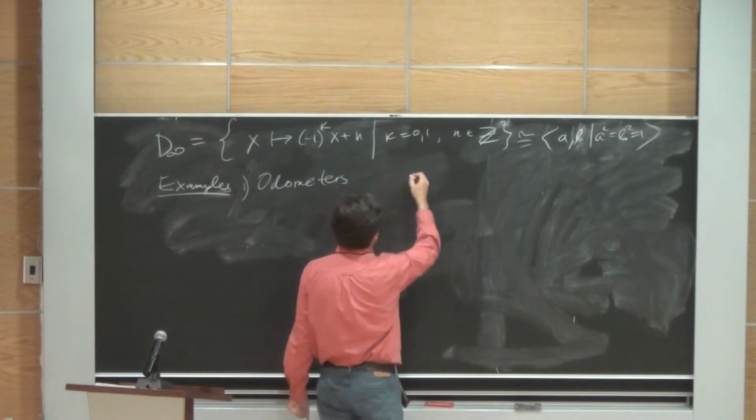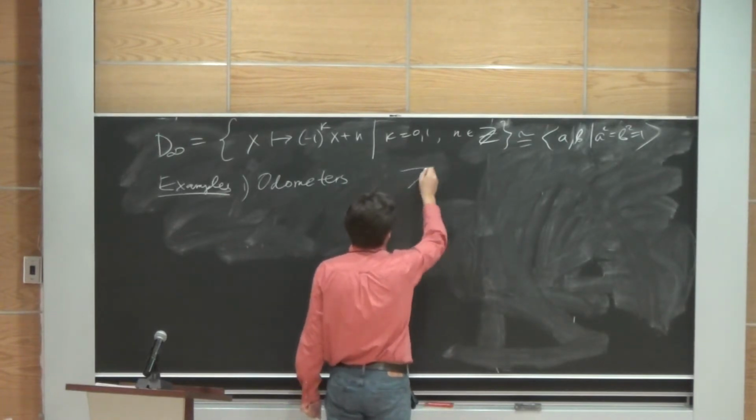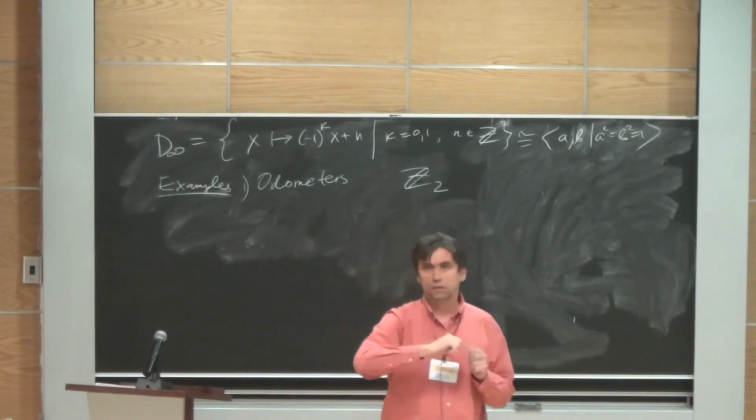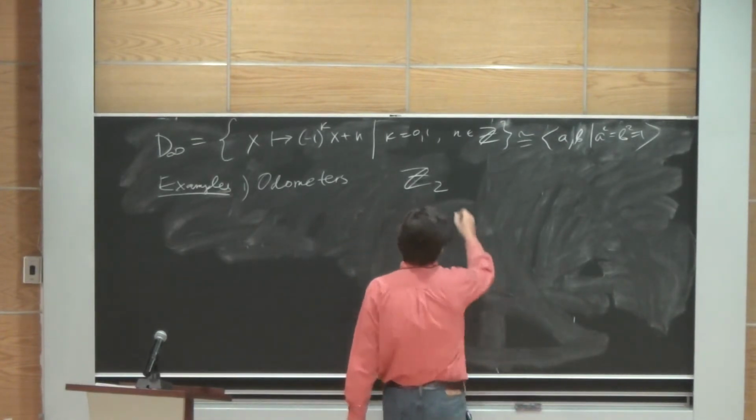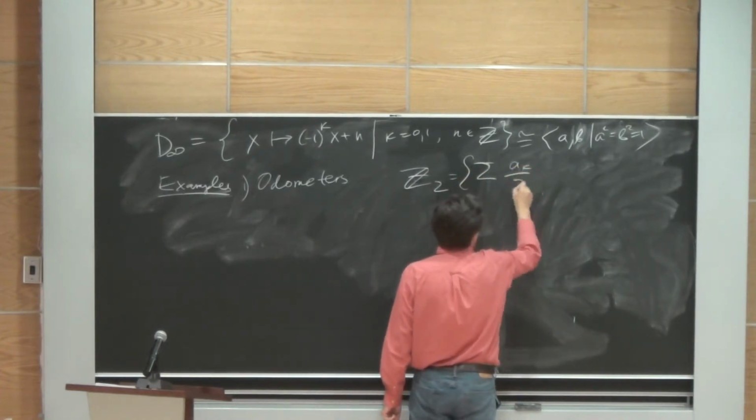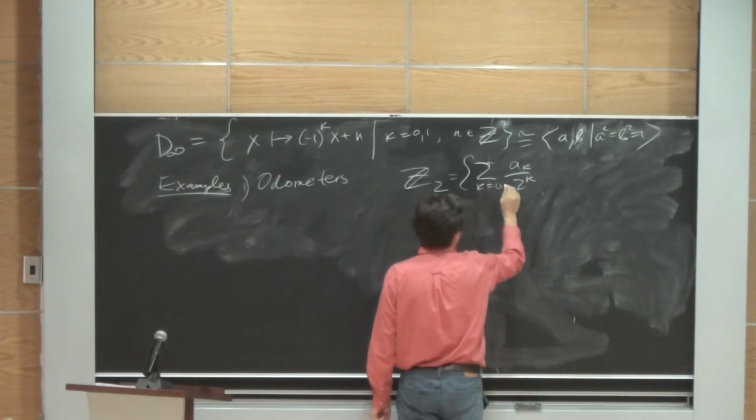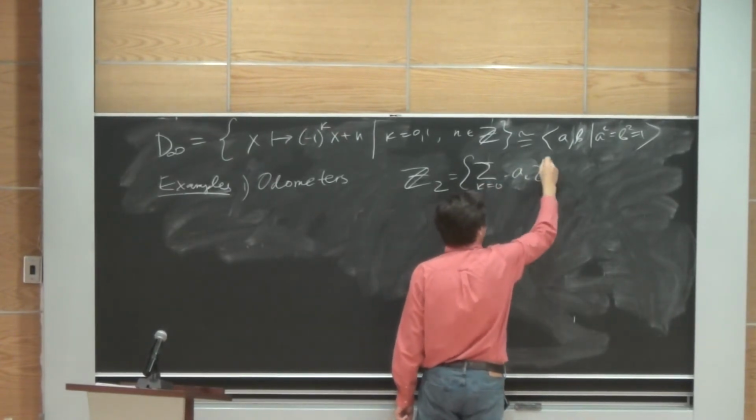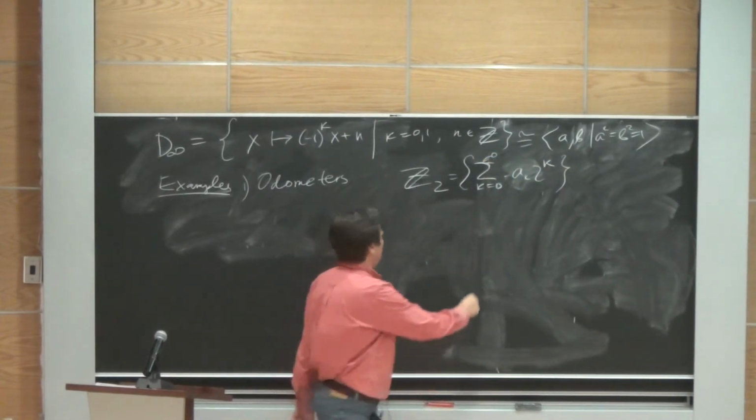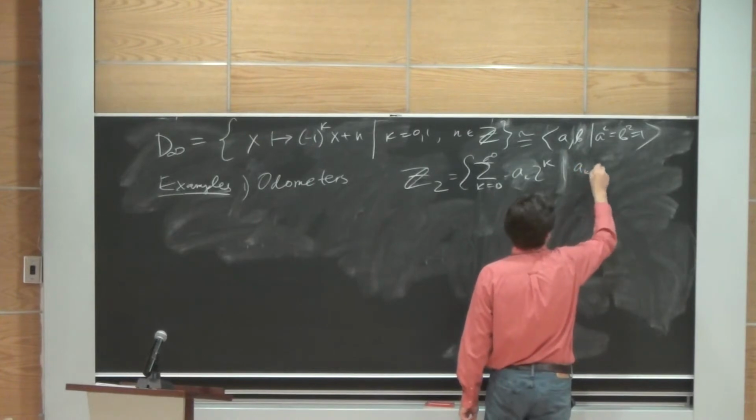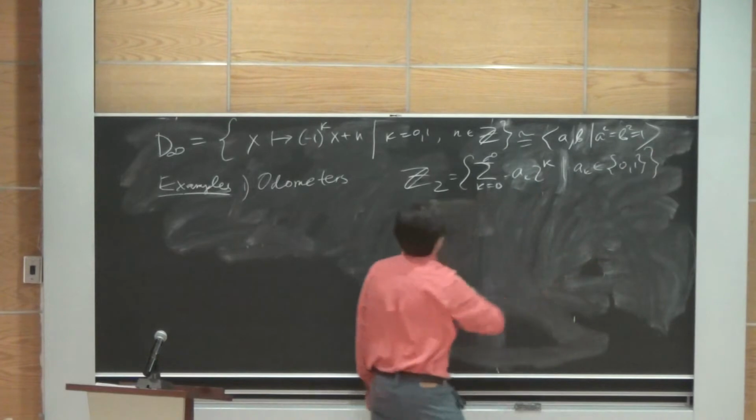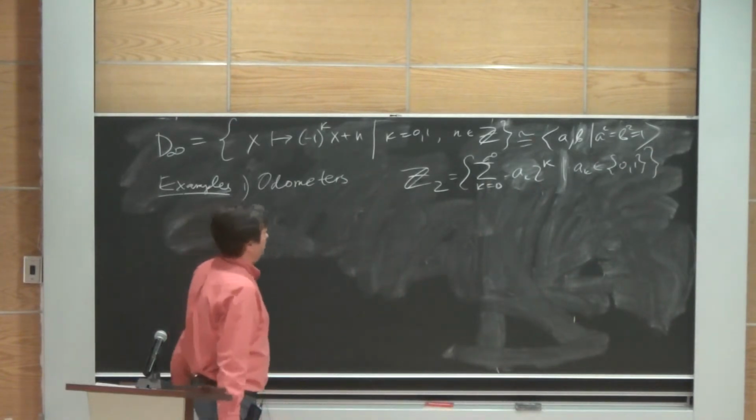The binary odometer is you take the ring of dyadic integers, so all infinite formal sums of a_k times 2 to the k, k from 0 to infinity, and a_k is either 0 or 1. So such formal series. And you can add these series, you can multiply them.